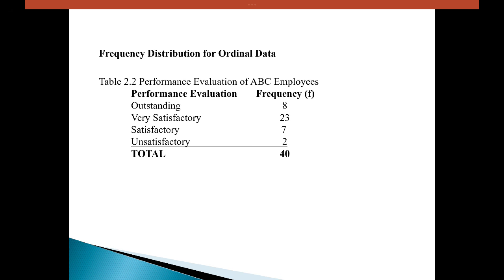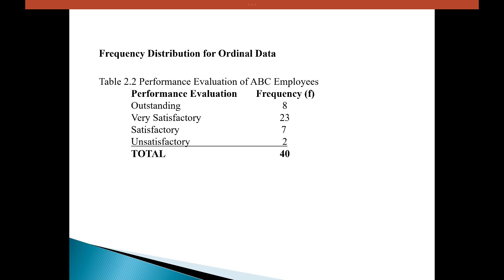Okay, what are your categories? Unsatisfactory, satisfactory, very satisfactory, and outstanding. Okay, what are the frequencies? So you just need to know how many employees are performing unsatisfactorily. So 2. So you put that in the frequency column, 2.